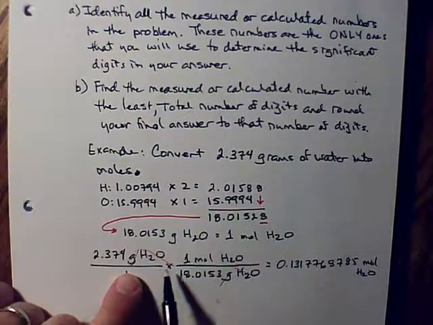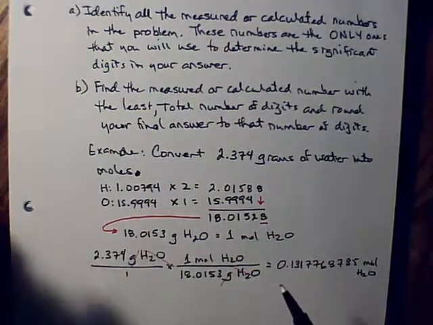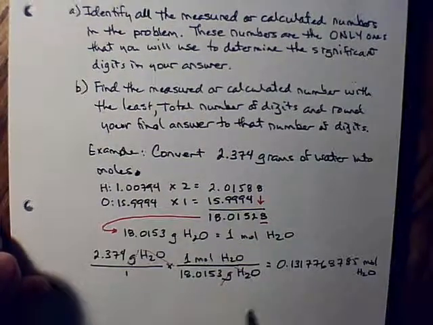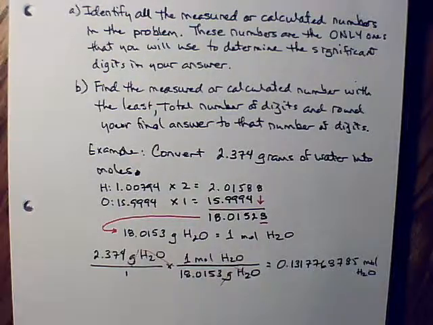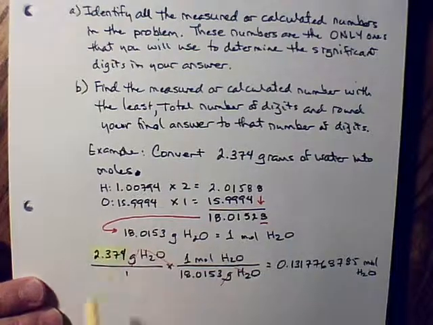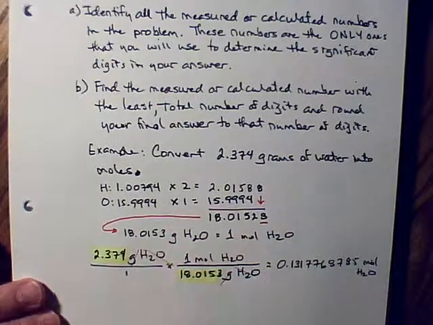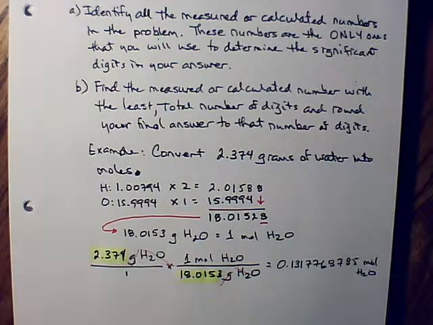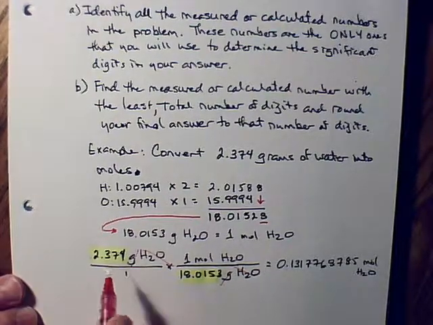Now here's where you apply the rule. This is a multiplication and division problem all wrapped up in one. So we're going to look at the numbers that we have that are measured or calculated. The measured number that we have in here is just this one right here. The calculated number we have in here is this one right here. We calculated it right there, so we know it's calculated. Of those two numbers, we're going to choose the one with the least number of digits. This one has 1, 2, 3, 4, 5, 6, and this one has 1, 2, 3, 4.